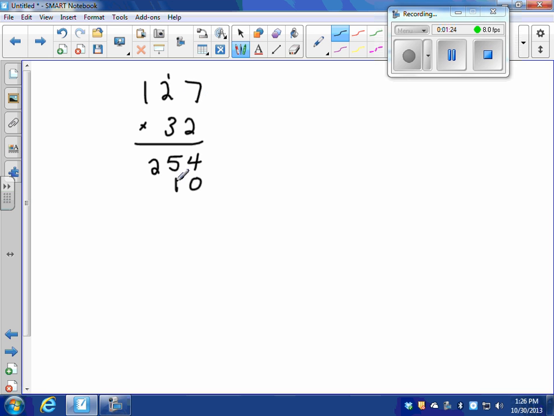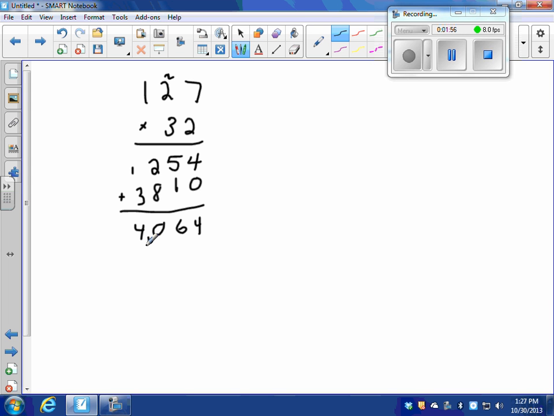3 times 7 is 21. 3 times 2 is 6, plus 1 is 8. And 3 times 1 is 3. Now I'm going to carefully add these. So 4 plus 0 is 4, 5 plus 1 is 6, 8 plus 2 is 10, 3 plus 1 gives me 4. So 127 times 32 gives me 4,064.